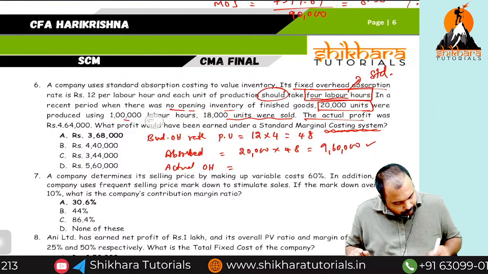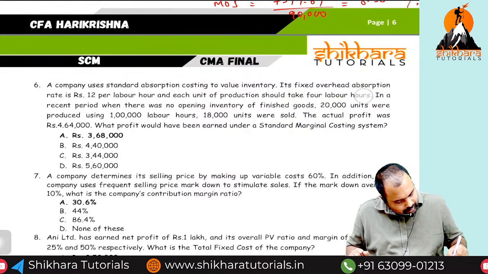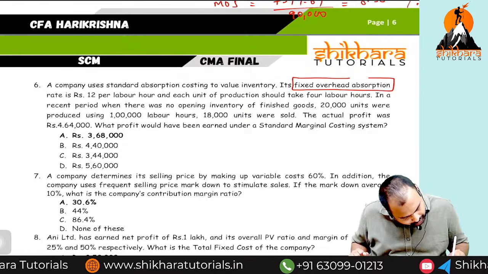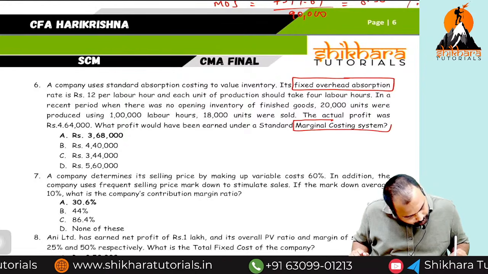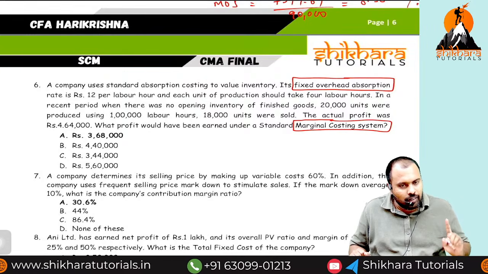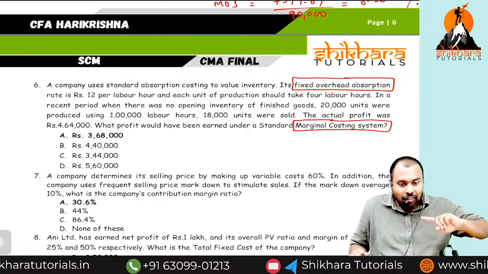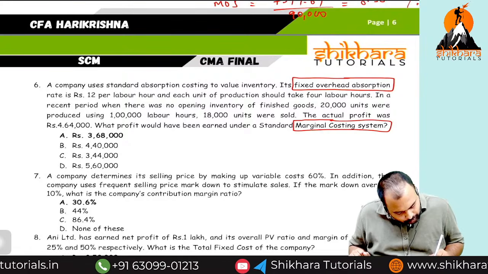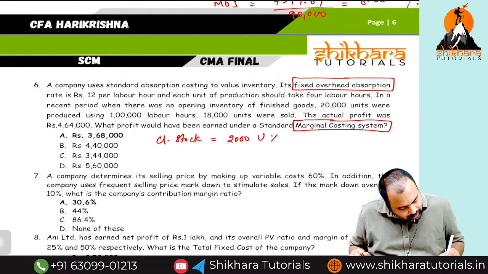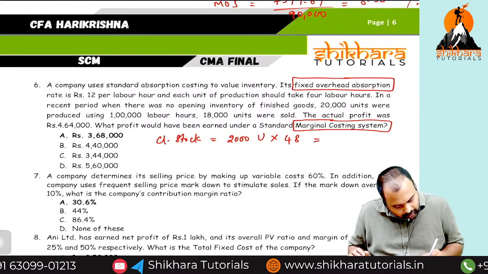Just a simple logic we are missing. We don't require all such calculation also, sir. The one thing which we missed is the fixed overhead absorption rate. In marginal costing system, closing stock will not have fixed overhead absorption. Only variable cost is carried. So what is closing stock, sir? 2000 units, and each unit is 48 rupees. Got it right? The standard rate is 12 into 4.